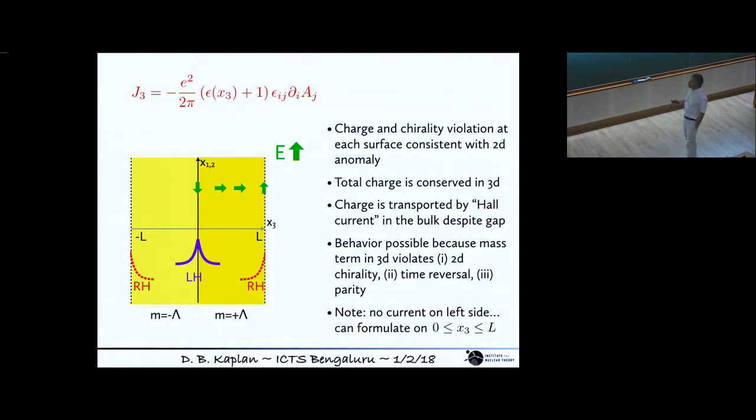It's possible, as I said, because the mass term in 3D violates the 2D chirality, as well as time reversal, as well as parity. And because of this epsilon plus 1, there's no current on one side. And so, in fact, you can take this model and you just cut it off here and get rid of half of this. And so instead of studying a cylinder, you can get the exact same physics on a strip with 2 surfaces. And so, in fact, in the lattice formulation, while I first suggested this periodic case, Shamir realized that it was a waste of space to have this side here going along where nothing happens. And so now no one does the periodic case, they do the strip.